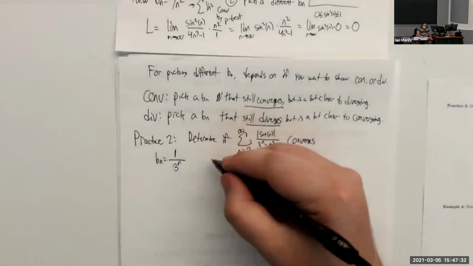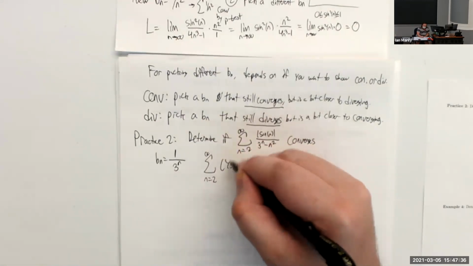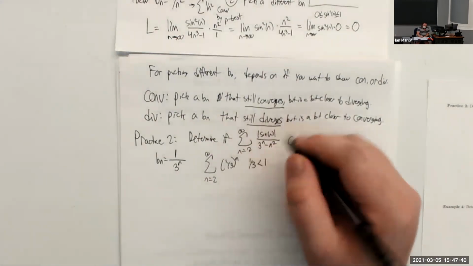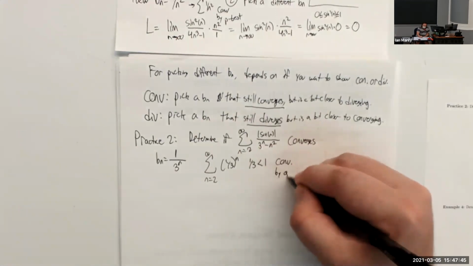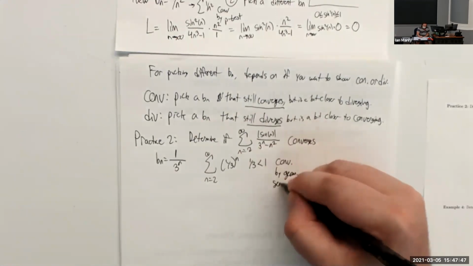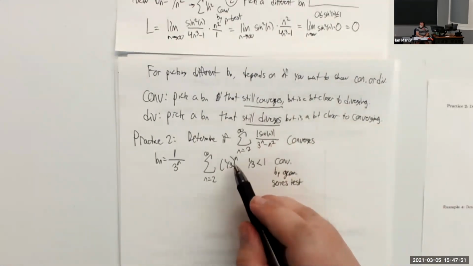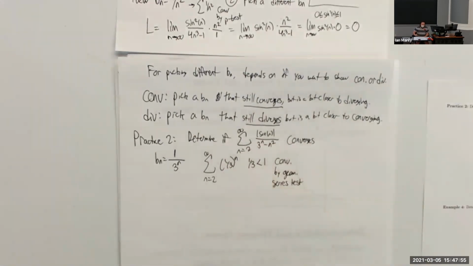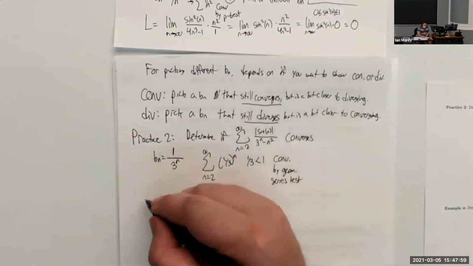All right, so if I look at the series, which is the sum from 2 to infinity of 1/3 to the n, we see that 1/3 is less than 1. So this converges by the geometric series test. It's a geometric series. It's a number raised to the nth power, and the number being raised to the nth power has an absolute value that is less than 1. All right, so we think this is going to converge. So let's look at our limit here.